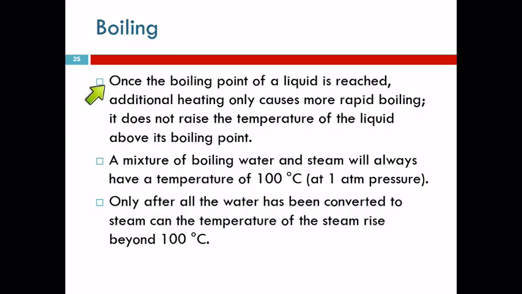Once you get to the boiling point of that liquid, additional heating will cause more rapid boiling. You'll see bigger, more violent bubbles coming up, but it's not going to change the temperature of the liquid. It's going to remain at the boiling point. What happens as you put more energy in is those high energy gas particles are escaping. They're taking off the high end of that distribution of kinetic energy. All the high energy particles are leaving, and that keeps the average the same.